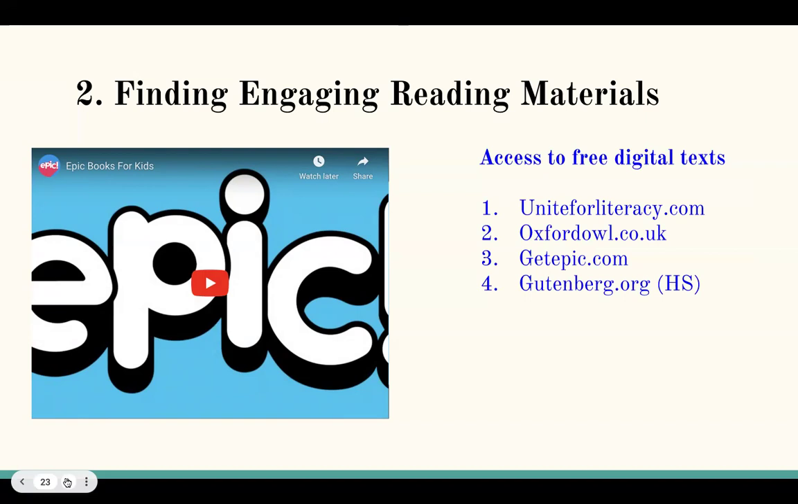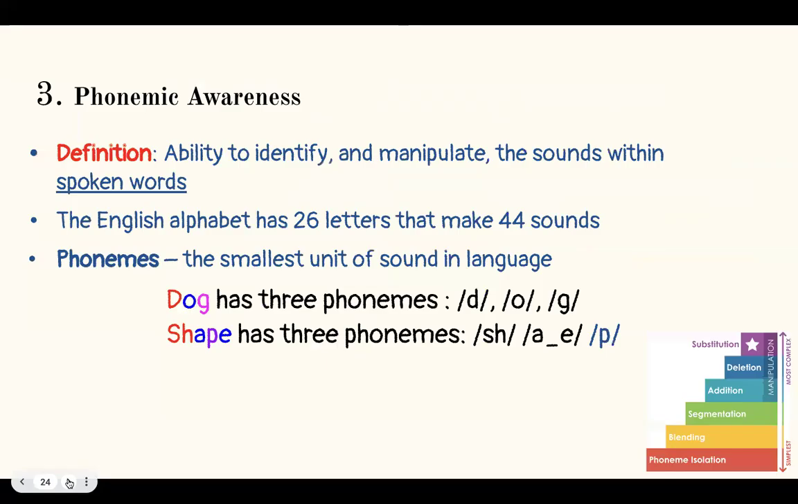So I have here a couple links to digital texts as well, if we want to think about making sure students have access, but we can also diversify the types of texts that students have access to, whether that's graphic novels or poems or picture books or magazines, and thinking about how we can help students make those connections. And a third element is phonemic awareness. So this is the ability for students to identify and manipulate the sounds within spoken word.